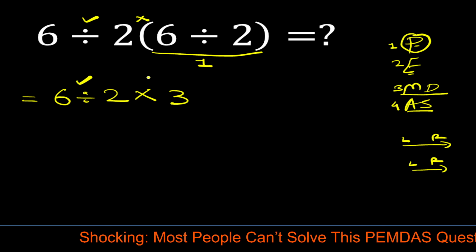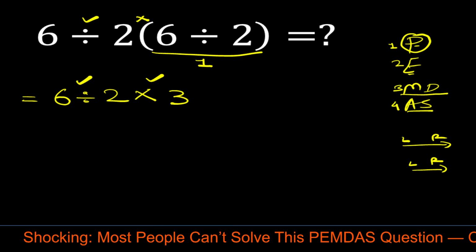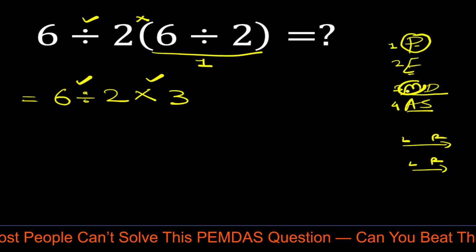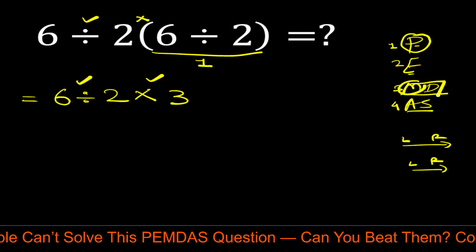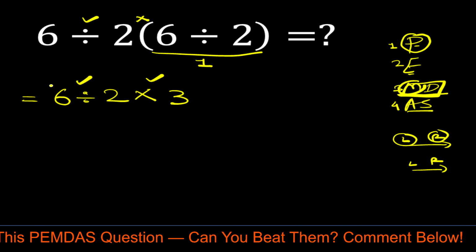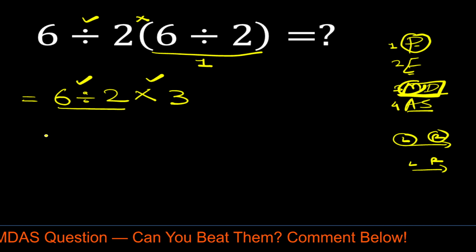So now here we have one division and here multiplication. So according to the PEMDAS rule, first we have to solve multiplication and division, both have equal priority. So we have to solve it from left to right. So first we have to solve this division, right?